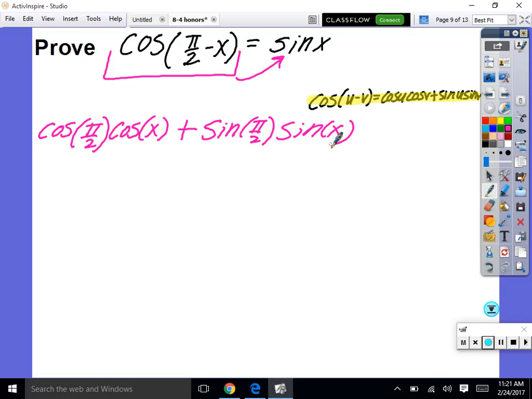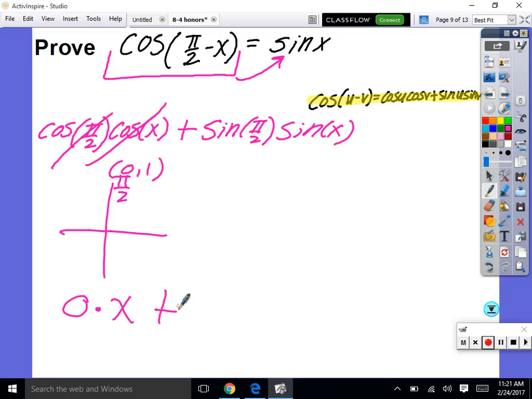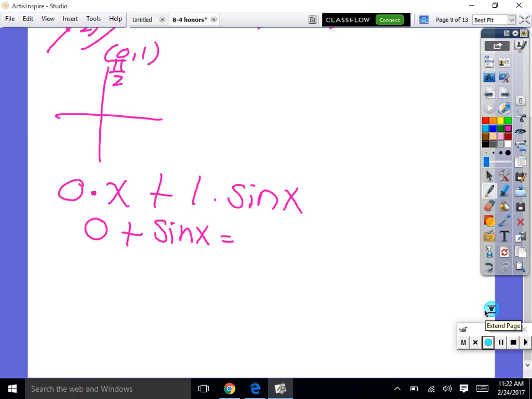Let's continue to simplify. What is the cosine at pi halves? Remember where pi halves is, right there. That's over 0 up 1. So isn't that 0 times x? So 0 times x plus, and then our sine at pi halves is 1. So 1 times sine of x. So this one's easy. 0 plus sine of x equals our answer, sine of x. So I just simplified it, because with 0 times x, 0. What's 1 times sine of x? Sine of x. So 0 plus sine of x equals sine of x. And we've proved what we were supposed to prove.